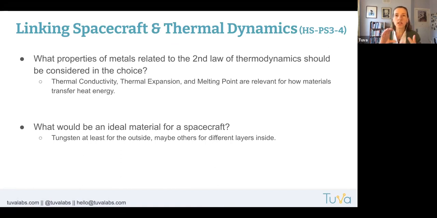Conductivity, expansion, melting point, all of these are related and impacted as that heat energy is transferring. And with this activity, we can explore what would be an ideal material for us to choose for creating a spacecraft. It seems that at least tungsten would be a good one to go with for the outside of that spacecraft. And then you could dive deeper into the engineering of whether we want tungsten all the way through, or different metals layered on different components. The activity actually has students design what they think the spacecraft should be made of.